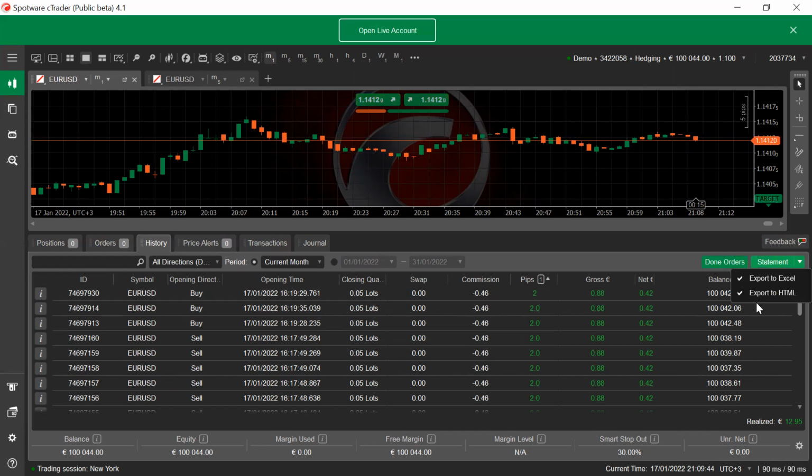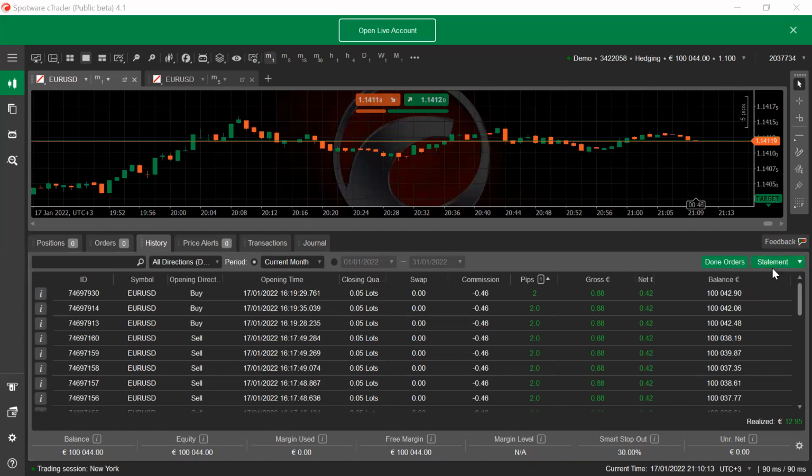There, see? It says export to Excel, export to HTML. For now, I want you to do just the HTML. You don't need to do Excel, but Excel would be good if you want to know the number of pips you have made. So let me do both. Let's see. All right. There. So I have Excel. These two: one is Excel and one is HTML.